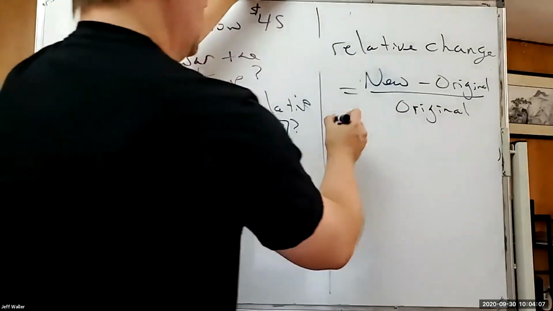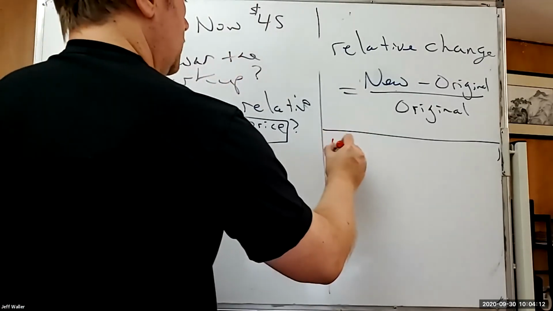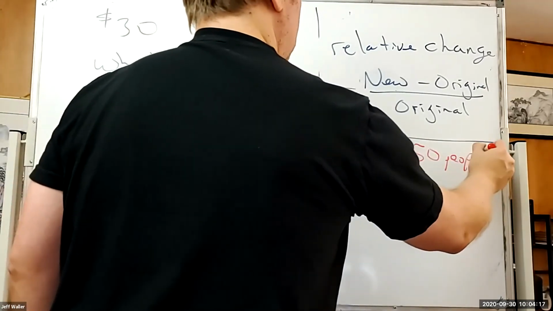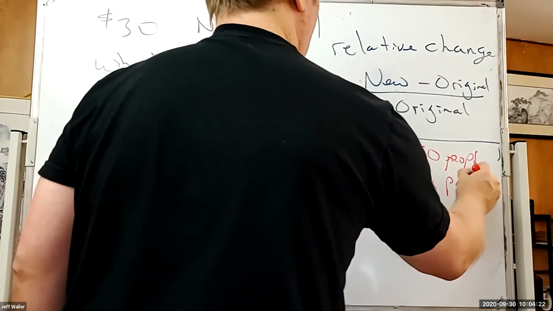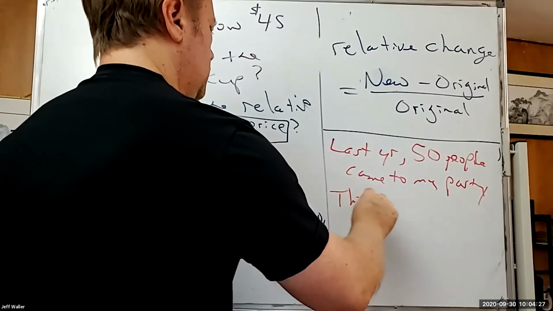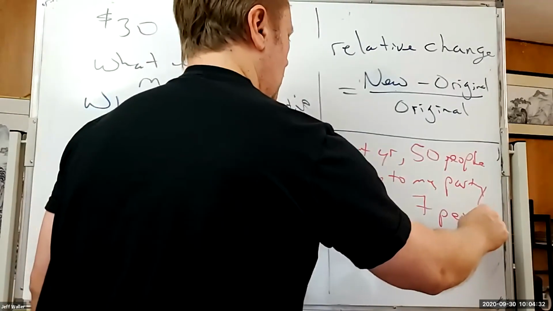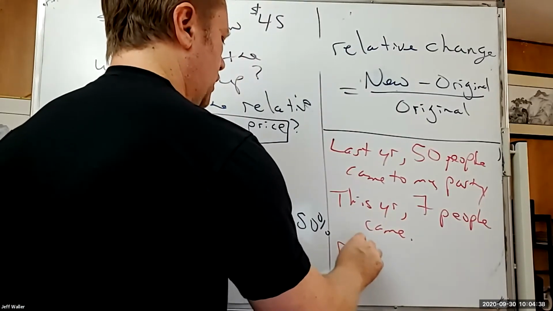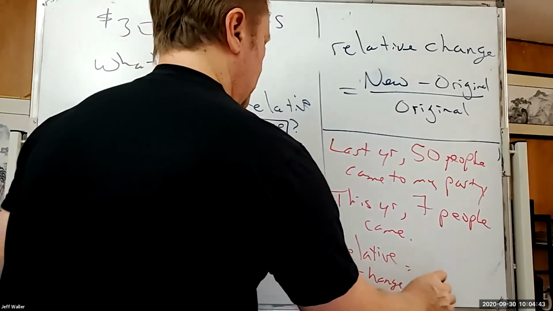So I could do it with something that's not based on money. I could say last year, 50 people came to my party. This year, of course, 7 people came. What's the percent change or the relative change? So be careful, don't say anything yet. How would I set that up?